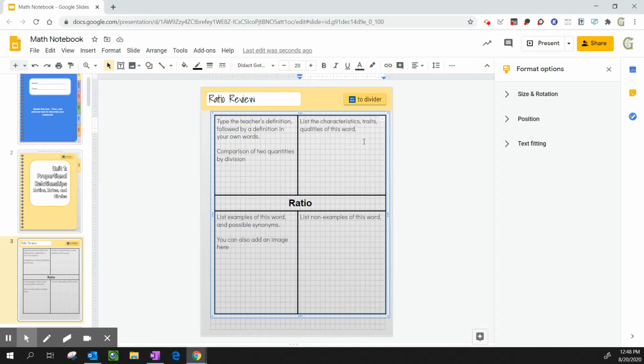Next, we're going to list the characteristic traits and qualities of this word. So again, I clicked in the box, I hit enter, and here's some things to know about it. I'm going to make a list, so I'm going to use the dash, which is by the 0, and I'll say you can write a ratio using, you have a couple of choices. You can write a ratio using TO, so the word to, or you can use a colon. To make a colon on the keyboard, you have to hold shift and press the button that's next to L. Or you can use a bar like a fraction. On the keyboard here, we're just going to use the line, which is 3 buttons over from your M.